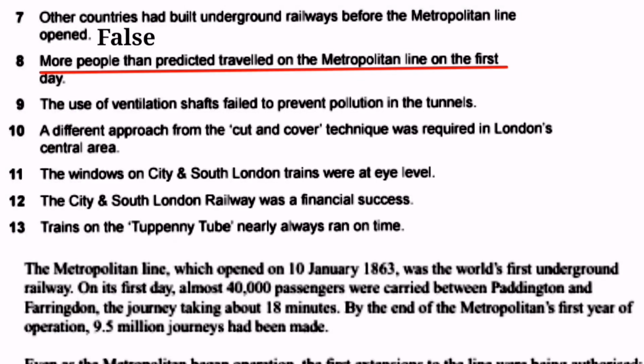Question number 8. Many people then predicted traveled on the Metropolitan Line on the first day. Many people, predicted and first day are the keywords. And the first day is obviously the opening of the Metropolitan Line. Predicted means expected. So we can say that question number 8 is that on the first day people traveled on the Metropolitan Line more than expectations. In paragraph 6, second line of passage 1, we can read: on its first day, almost 40,000 passengers were carried between Paddington and Farringdon, the journey taking about 18 minutes.